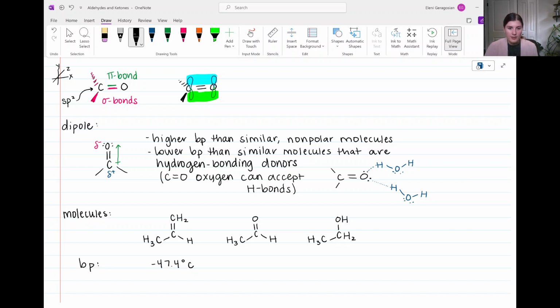For the aldehyde, we'd expect this boiling point to be a little bit higher than the boiling point of propene because we have a dipole interaction now. We have a carbon to oxygen double bond that has a dipole. We have a stronger intermolecular force between aldehyde molecules, and that checks out with the boiling point. This is a 20.8 degrees Celsius boiling point. And then we have ethanol, which has both hydrogen bonding donor and acceptor abilities. So we'd expect this to have an even higher boiling point, and that is correct. We have 78.3 degrees Celsius.